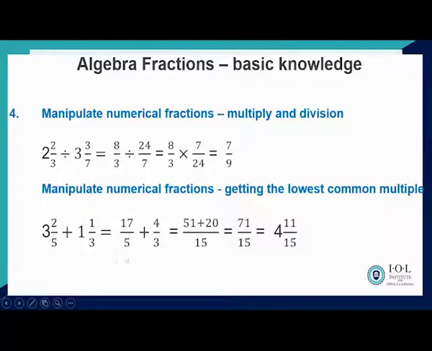So let's look at this now. There's 5. How do I get to 15? I times with 3. So the times 3 is missing at the bottom. So I multiply the top also with times 3. So bottom 3, there's a 3. I must get to 15. How do I get to 15? 3 times 5. So at the bottom, I need a times 5. So on the top, I also times 5.